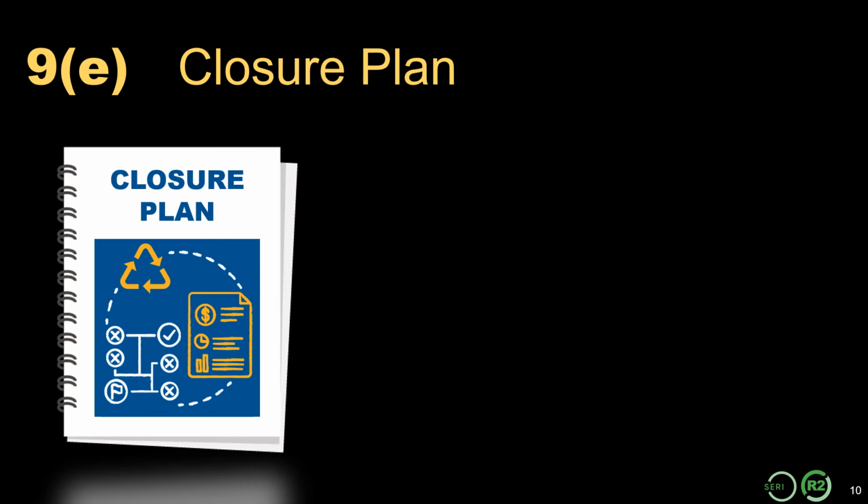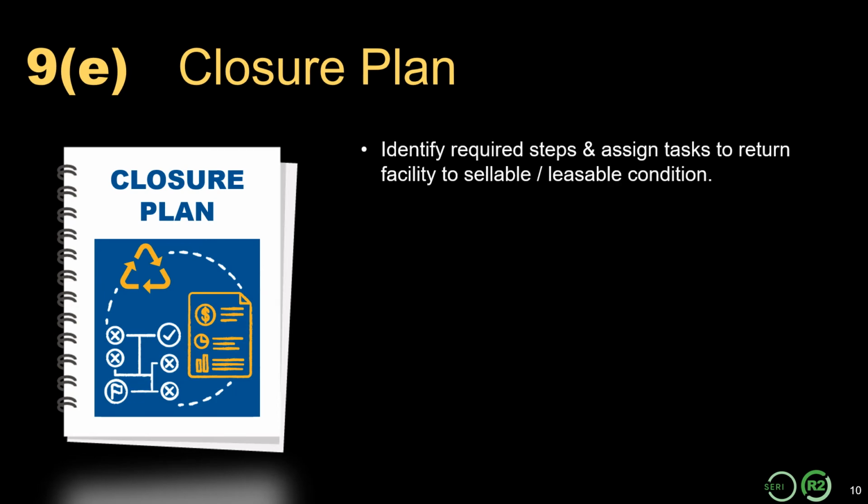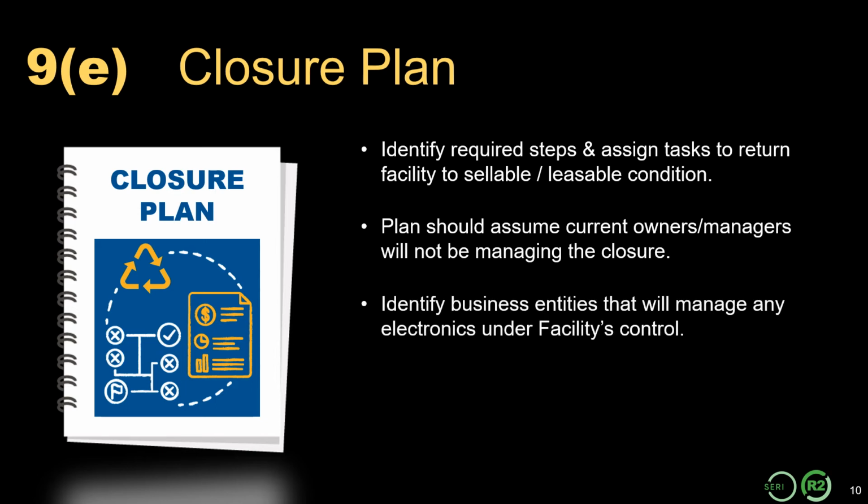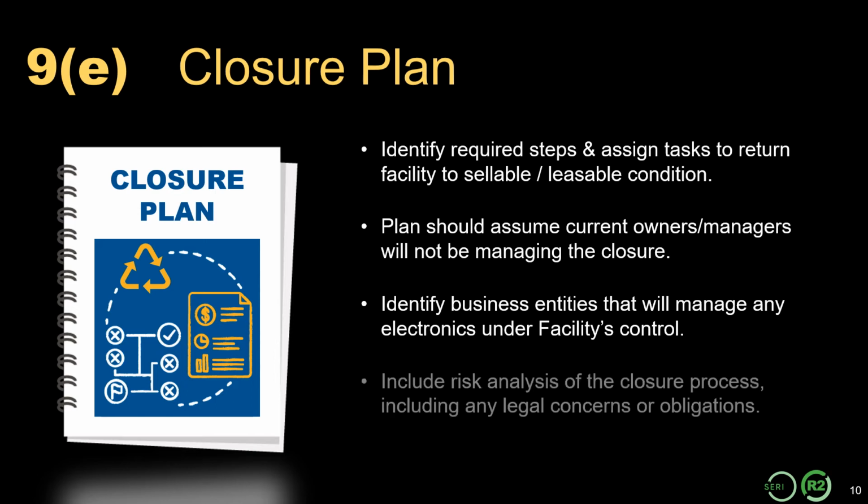The closure plan should identify the required steps and assign tasks in advance for ensuring the facility is brought back to sellable or leasable condition. It should assume current owners or management would not be managing the closure. As such, the R2 facility must identify commercial business entities that will be used to manage any electronic equipment, components, and materials under the R2 facility's control. In addition, the plan must include a risk analysis of the closure process, including equipment and materials that could be received under the R2 facility's scope of operations, including any legal concerns or obligations.